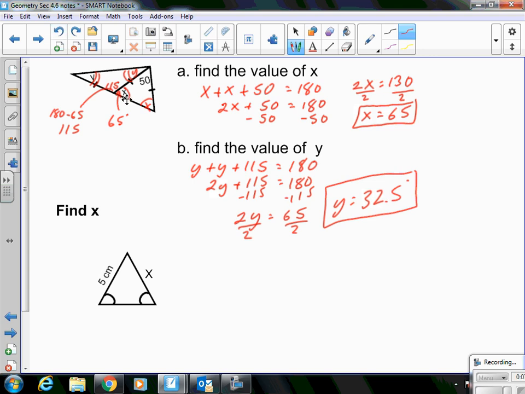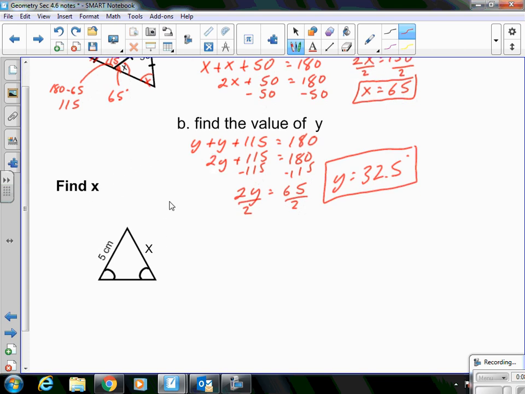Of course, another option we could have done to solve this one is knowing that this x right here was 65. If we remember the exterior angles theorem, which says that the exterior angle is equal to the two non-adjacent angles added together, we could have just said 65 equals y plus y. But the other way works just fine too.